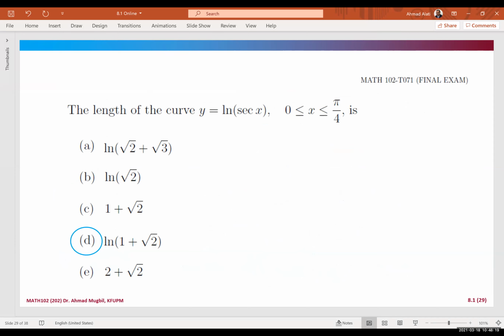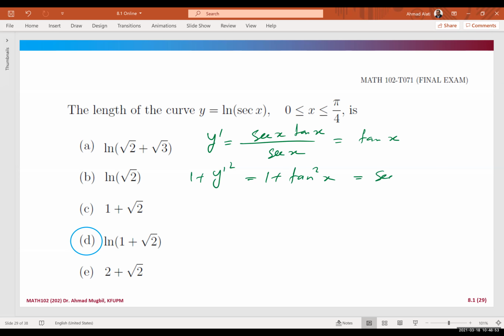Length, secant. This is the curve. Let's solve this one, Shabab. We need to find the length of this curve. What is y prime? Who can help me find y prime, Shabab? Secant x tan x over secant x, which is what? Tan x. Okay. So now square it, then add 1. It will be 1 plus tan squared x. What is it? Secant squared x. Now take the square root.